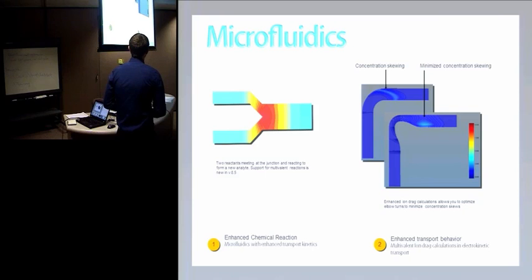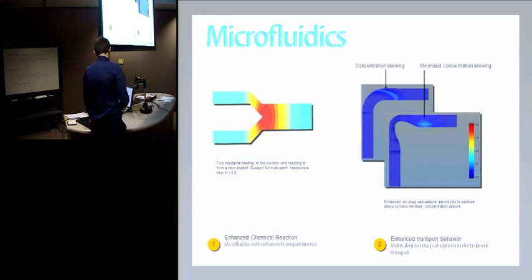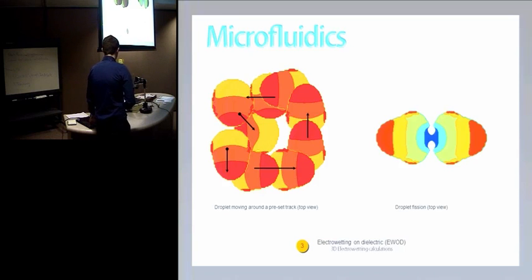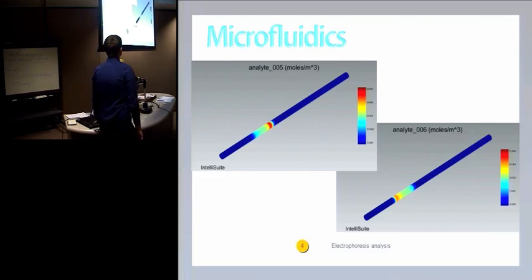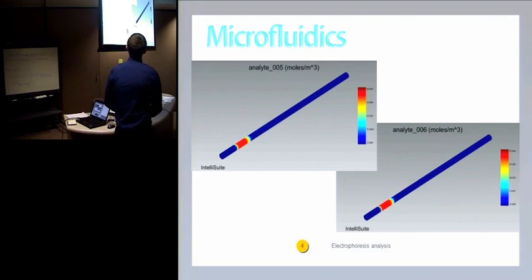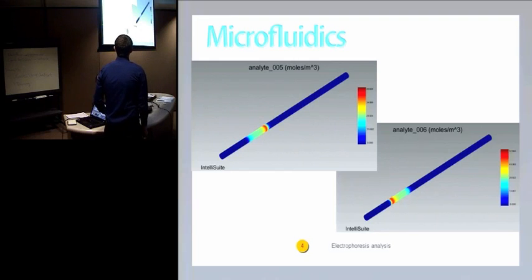So these are just some examples of things you can perform using the microfluidics tool. So certain types of chemical reactions, and then we look at transport behavior. Electrowetting on dielectric, or EWOD. And this will use Visualise, so once you run your simulation, you can see a movie of the droplets moving around the track. Here's just an example of what a movie would look like from Visualise. This is an electrophoresis example.